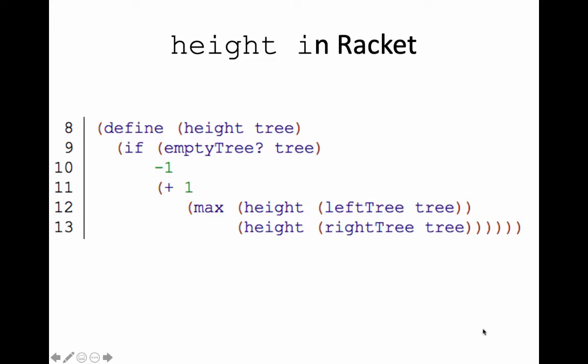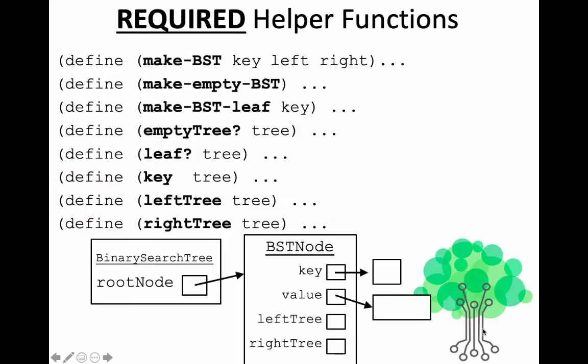So here we could get an empty tree, and then we could call height on the left and right tree. You'll see in the diagram on the previous slide, it's really in Java the BST node that has access to that left and right tree. The binary search tree, that root node, just gets us to that first BST node. But you can think of the Racket one as made up of only BST nodes.